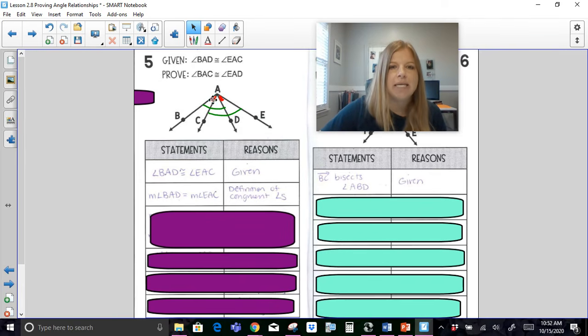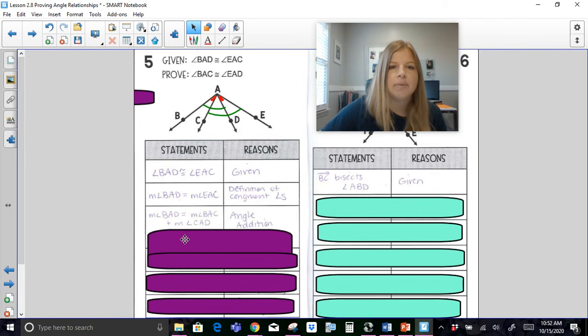So the measure of angle BAD is equal to the measure of angle BAC plus the measure of angle CAD. So I'm breaking it up. What might be helpful here too, guys, is I'm going to just recolor this in. So this statement here is saying that the entire angle BAD is composed of this little angle plus this angle. So that's the first statement that I'm making there.